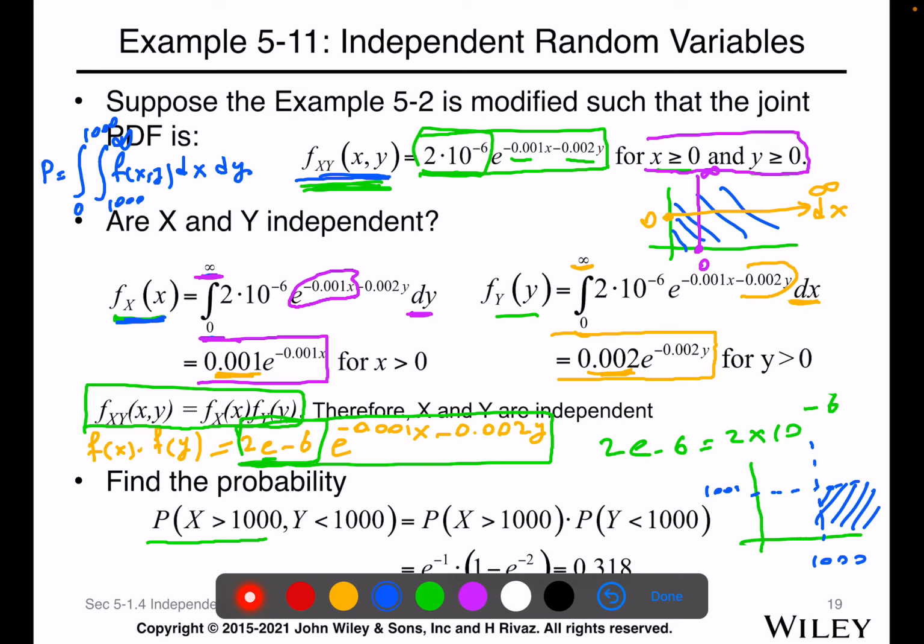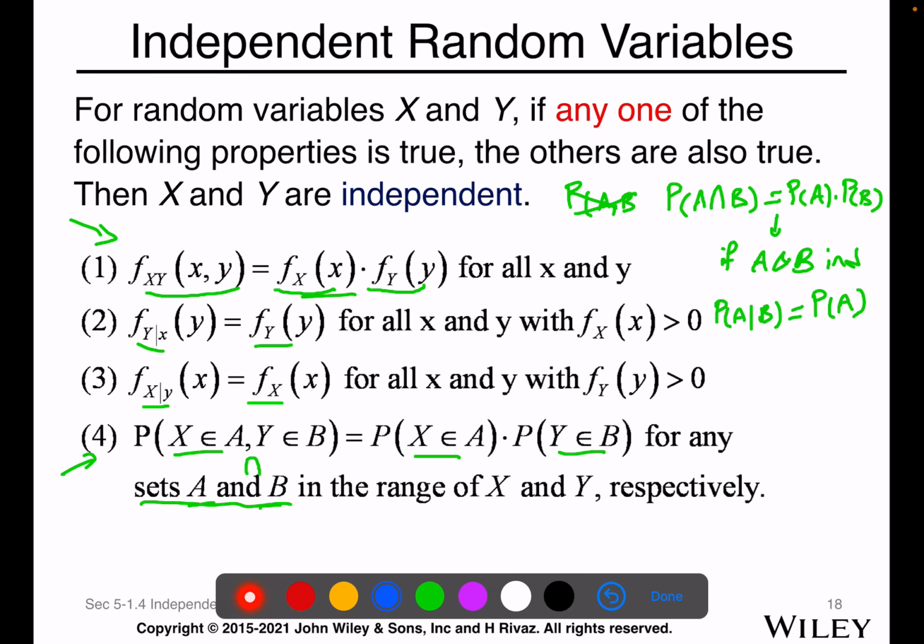So instead of doing the integral for f of x and y, I can break this probability into two probabilities because x and y are independent. This is the interesting part. Remember, if x and y are independent, then the probability of x in A and y in B is equal to P of x times P of y. So I use the fact that they are independent to simplify a joint probability into two simple one-dimensional probabilities.